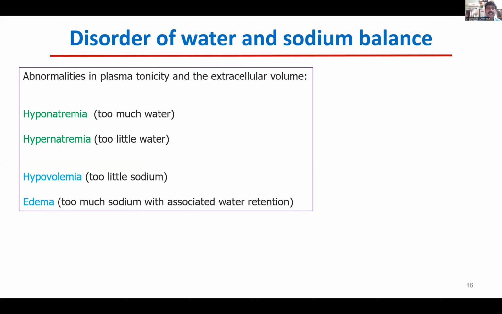But wherever our kidneys are at fault, or the intake or excretion is abnormally high, that is when these disorders occur. Hyponatremia and hypernatremia are basically disorders of water and not primarily of sodium. So hyponatremia means excess water. Maybe we are losing both sodium and water, but the sodium loss is much more than the water loss. That's why there is hyponatremia, and it is just the reverse in the case of hypernatremia.